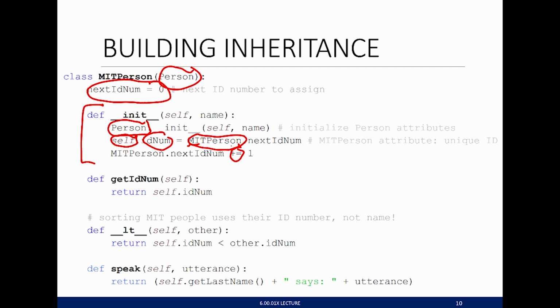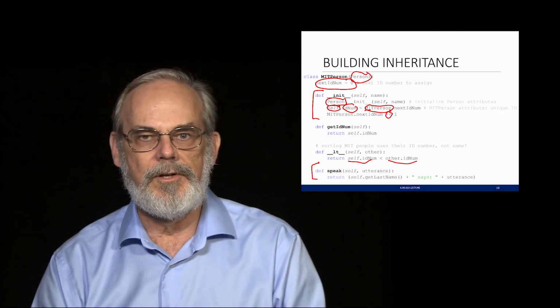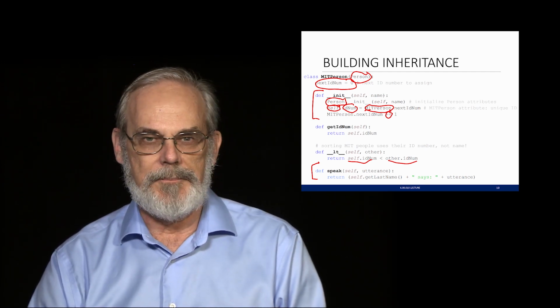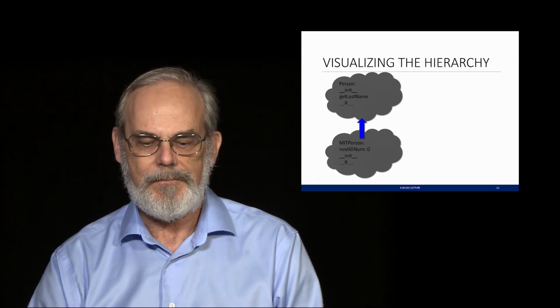Once I've done that, I could get out the ID number of a person. And sorting here, I'm going to do simply by comparing ID numbers. If I want to sort a list of MIT people, I'll do them by ID number, starting at 0 and moving up. The last one we'll come back to later on is I'm going to give MIT people the ability to speak. I'll give them a string that I want them to say, and they'll return something that says their last name, says, and then a string. We'll look at an example of that in a second.